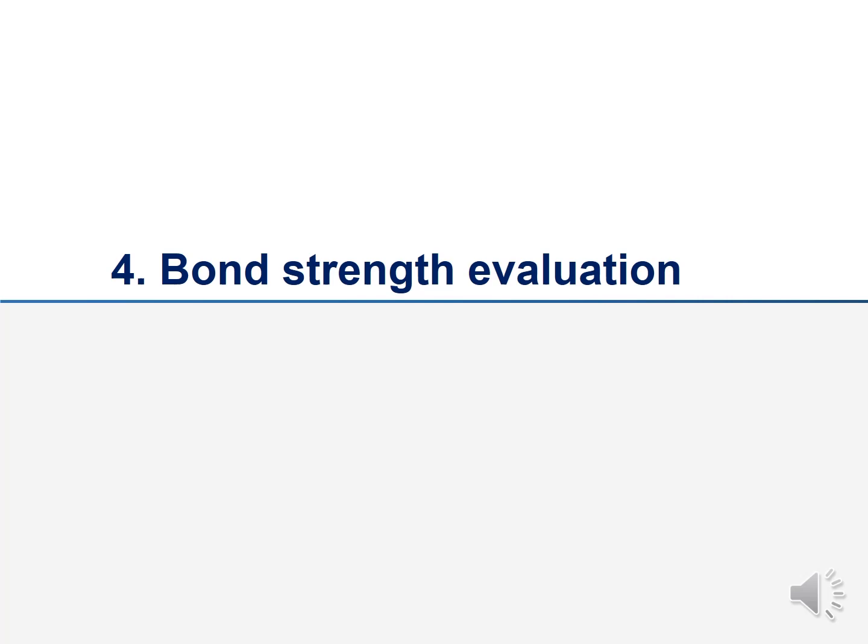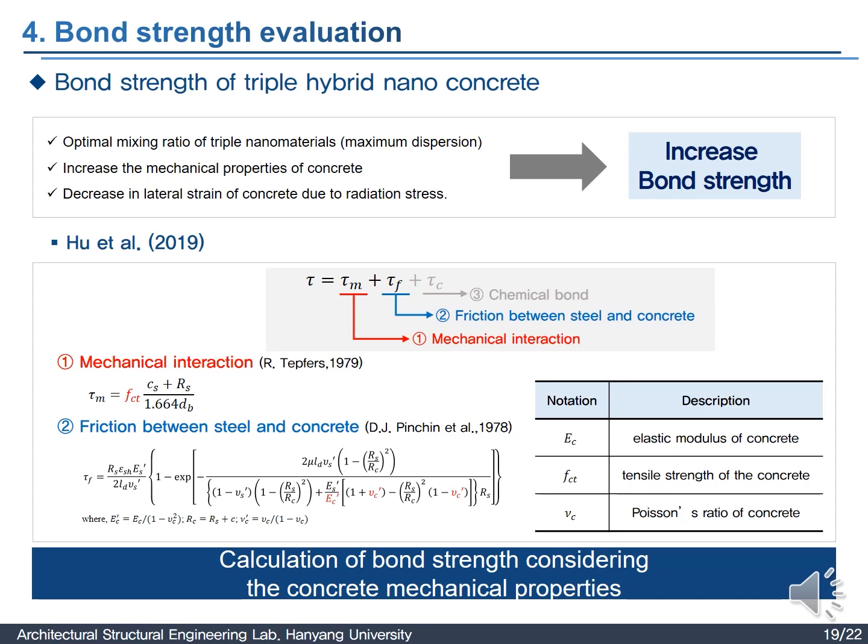Last is bond strength evaluation. The summary of the experimental results is as follows. The optimal mixing ratio with the maximum dispersion of the triple hybrid nanomaterials was derived. And it was confirmed that the mechanical properties such as splitting tensile strength, Poisson's ratio, and volumetric strain increased as a result of concrete material tests using this. In addition, as a result of the pull-out test, it was confirmed that the concrete lateral strain for radial stress decreased.